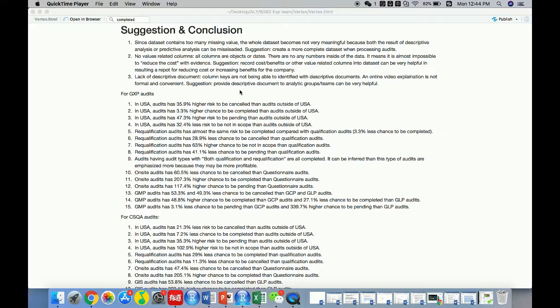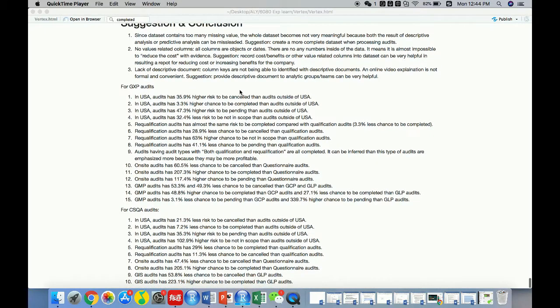Next, we showed which types of audits are better, but as I said before, there are no revenue-related numbers, so this result is without numerical improvement. If there were numbers, this result could be very useful.